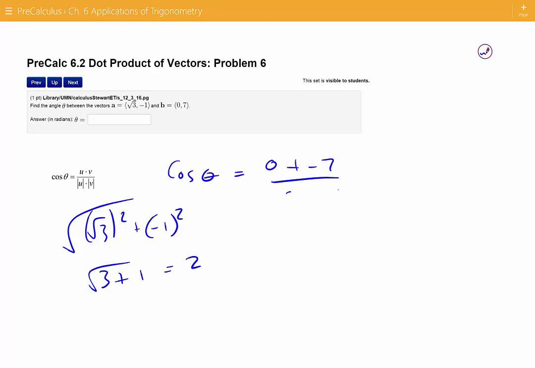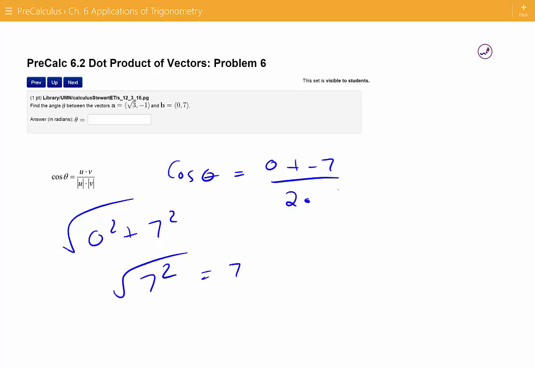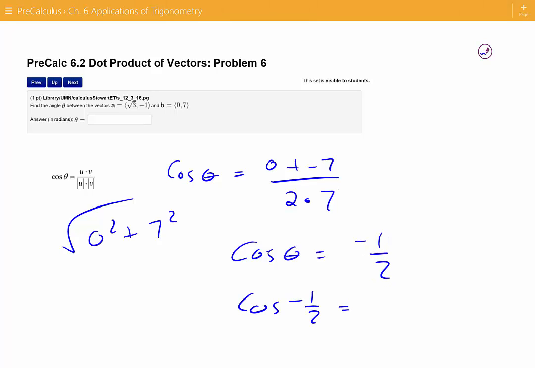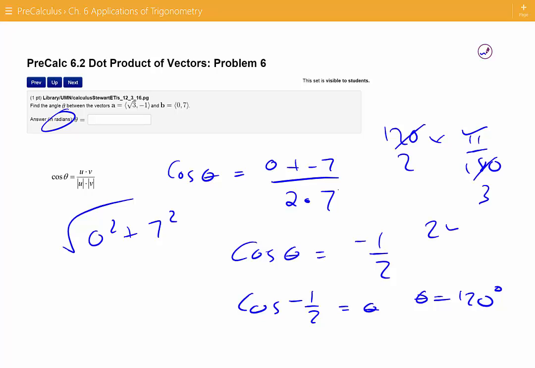And then I need the magnitude of b, which is the same thing: x coordinate squared plus y coordinate squared, square rooted, which gives you the square root of 7 squared, which is obviously just 7. So I end up with the cosine of theta equals negative 7 over 14, which is negative 1/2. I can do the inverse cosine of negative 1/2 to get the angle, and the angle will be 120 degrees. But they want it in radians, so I need to convert that by multiplying by pi over 180. And 60 goes into this 2 times, into this 3 times, so it's 2 pi over 3, and I can enter the answer as 2 pi over 3 like that.